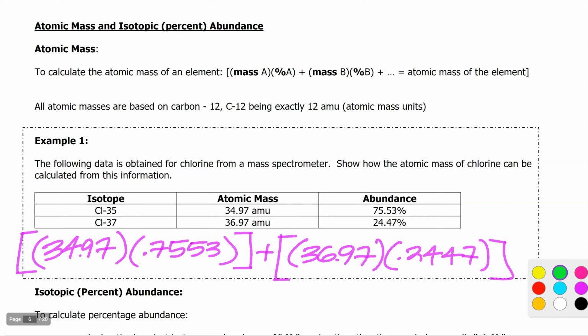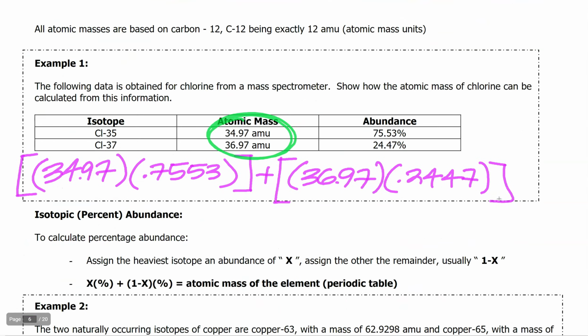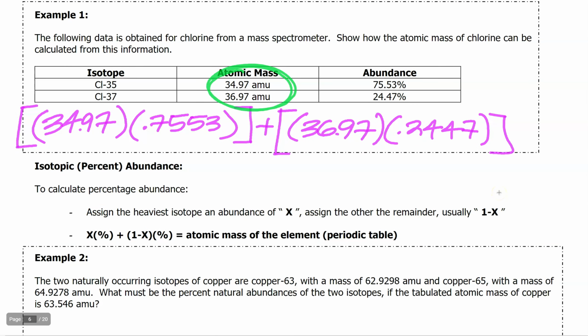Anytime you're doing one of these averages, you know that your answer has to be between the high and the low. So the low is 34.97 and the high is 36.97. So it has to come in somewhere in that range or the answer's wrong. We'll just slide this up a bit and then drop our answer in right here.